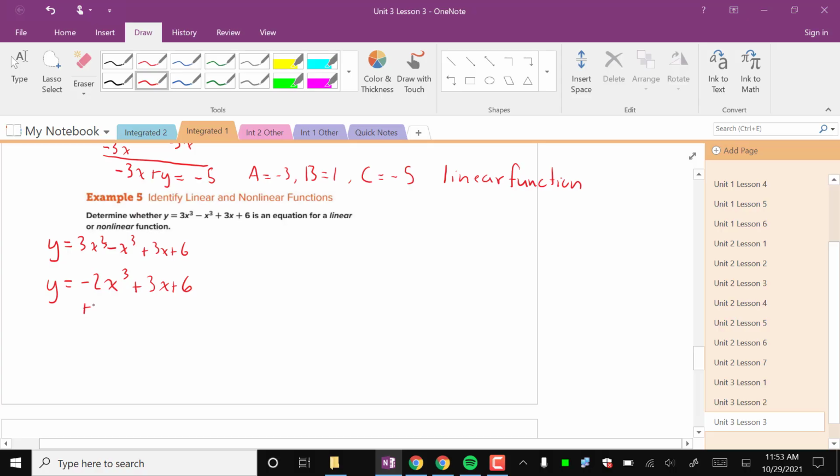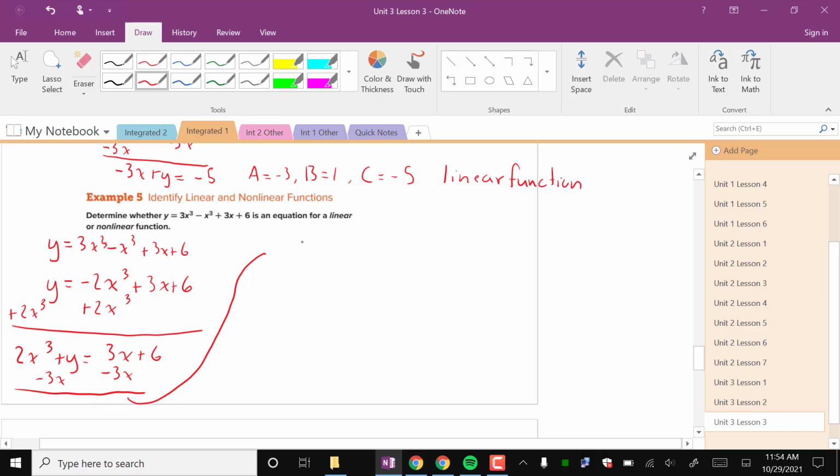I'm going to start off with adding 2x to the third to both sides, which gives me 2x to the third plus y equals 3x plus 6. Now I'm going to bring that 3x to the other side. So I'll put it between. Running out of space, so I'll bring this up here. That gives me 2x to the third minus 3x plus y equals 6.